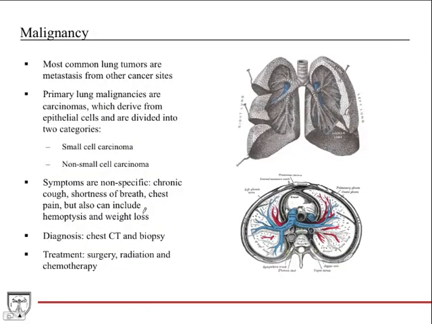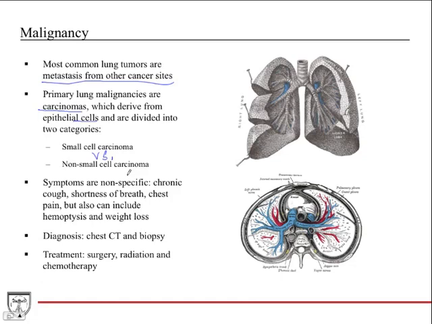Malignancy, so cancer of the lung. The lungs, just like the brain, the liver, and many other major organs, the most common tumors that occur there are actually metastasis from cancers in other areas. But primary lung malignancies are carcinomas, meaning epithelial tumors, so they derive from epithelial cells, and they're divided into two major categories. When you're talking about lung cancer, you always want to distinguish if it's small cell carcinoma versus non-small cell carcinoma. There's a pathological difference, and then there's also a patient management difference.